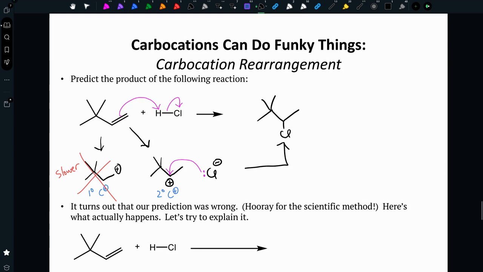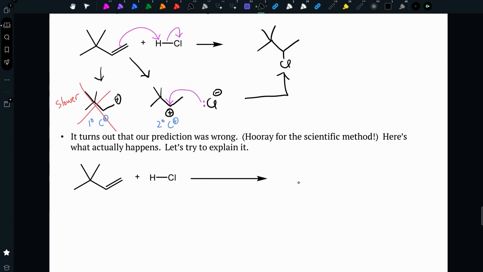Even though that would be a logical guess, the actual result is that we get a compound that looks like this. And to emphasize the point, I'm going to number the carbons in my starting material and product: 1, 2, 3, 4, 5, and 6. So I expected my carbon chain to stay exactly like it was. Turns out what happens instead is I make a carbon chain that looks like this: 1, 2, 3, 4, 5, and 6, with my chlorine now bonded to carbon 2 instead.